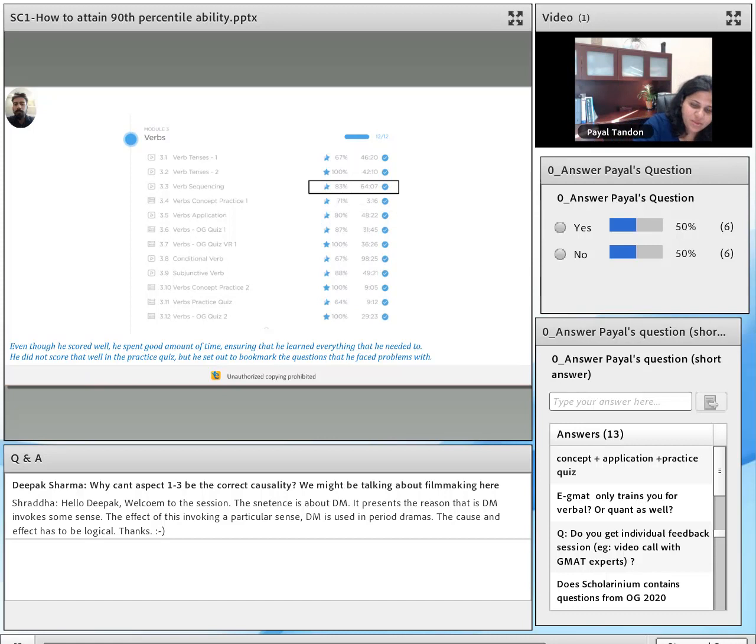If you look at it, verb sequencing, why did he need to spend 64 minutes on it? This file is just 10 minutes long, maximum 15 minutes long, right? But he spent more than an hour on this. Why? Because he wanted to make sure that he understands each and everything from the file.